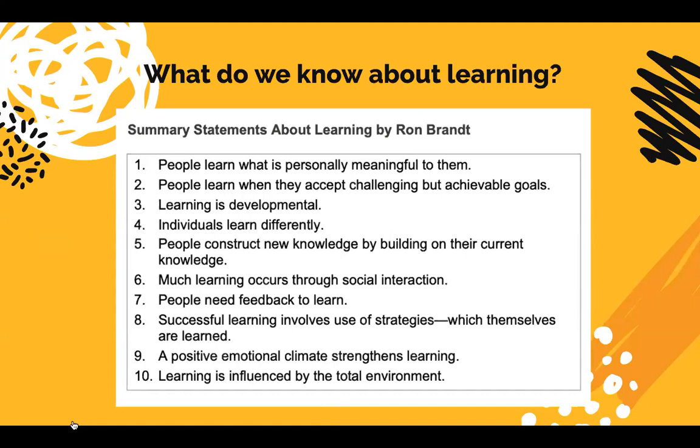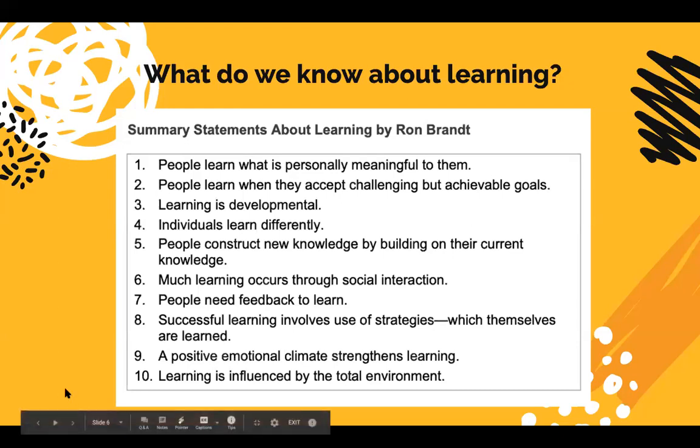We know that much learning occurs through social interaction. We know people need feedback in order to learn. We know that successful learning involves the use of strategies, which of course themselves are learned. Everyone has their own learning styles and preferences. We also know that a positive emotional climate will strengthen learning, and learning is influenced by the total environment.